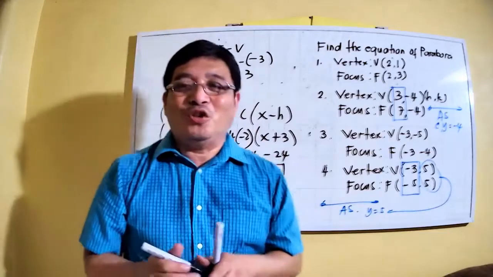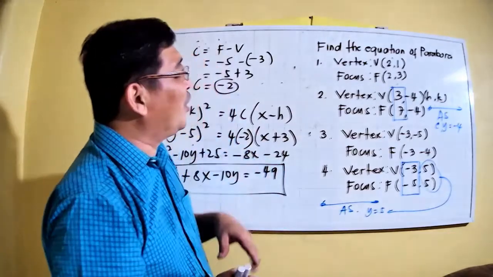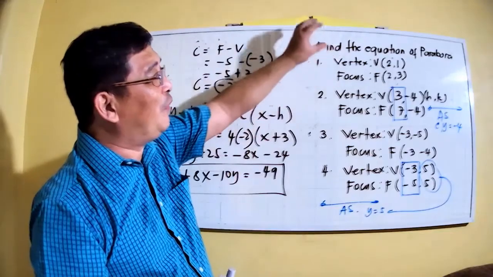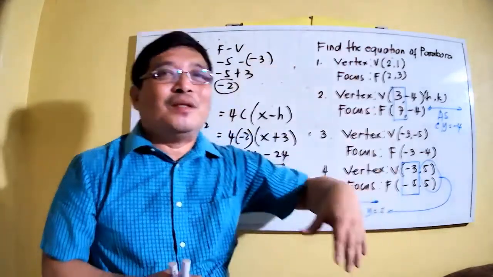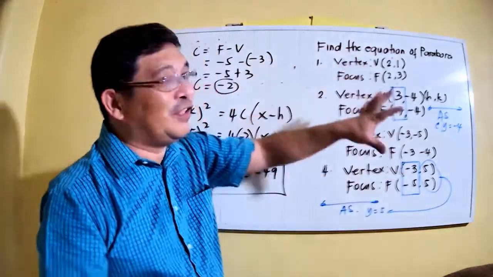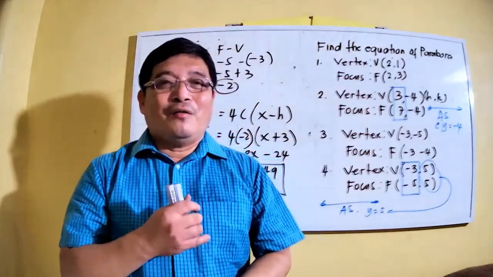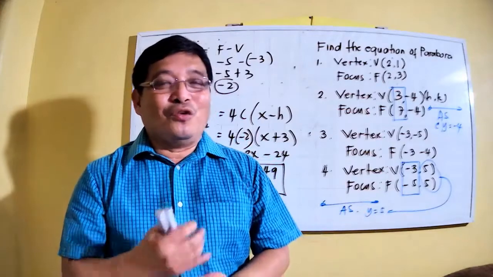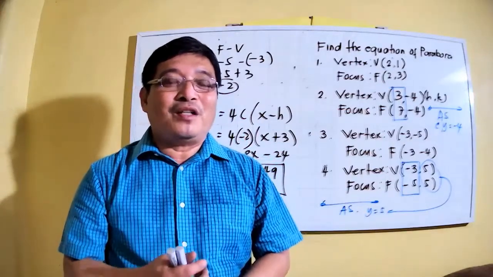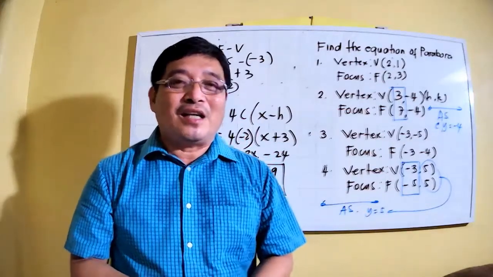So, ganun lang kadali yung paghanap ng equation ng parabola with given vertex and focus. Kahit naman hindi given yung isa dito, di ba? Kaya naman natin hanapin yung vertex kung yung nawawala or yung focus because of the properties or the graph or the details ng isang parabola.